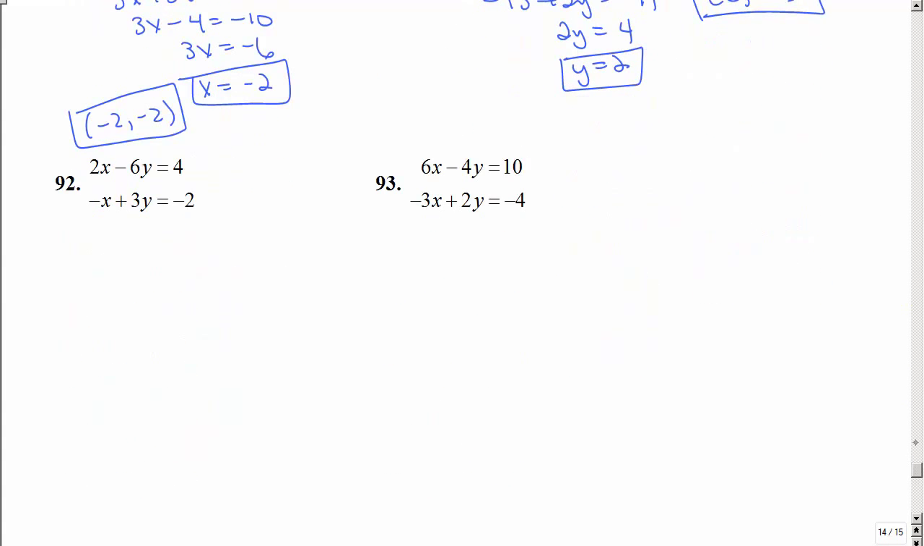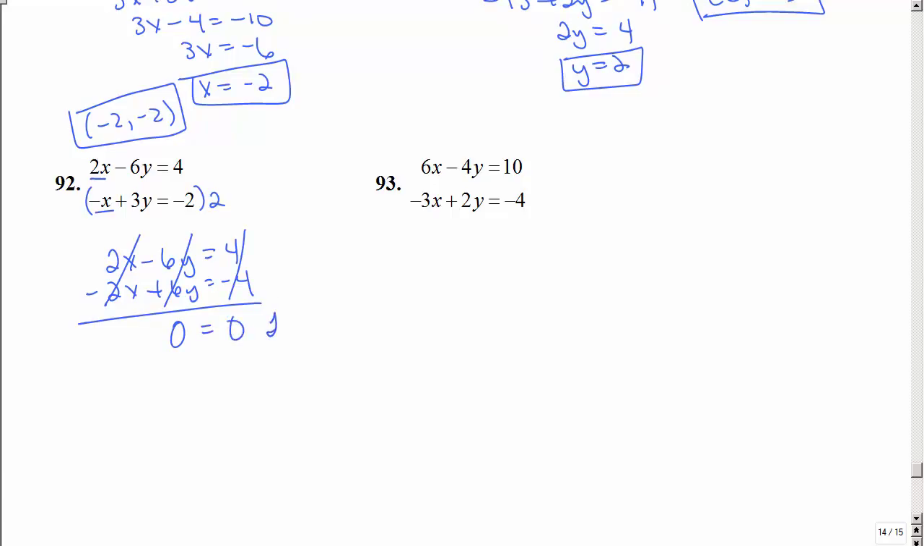Again, looks like the elimination method. I'm going to get rid of my x's. I just need to multiply this bottom one times 2. So I'm going to keep the top one, multiplying the bottom one. When I add it together, everything cancels. That's okay. I get a true statement.